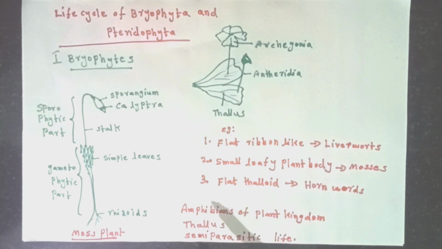There are three types of bryophytes. First, flat, ribbon-like, for example liverworts. They include Riccia and Marchantia. Second, small leafy plant body, for example mosses, that means Funaria. Third, flat thalloid plant body bearing horn-like sporophytes, that is hornworts, for example Anthoceros.